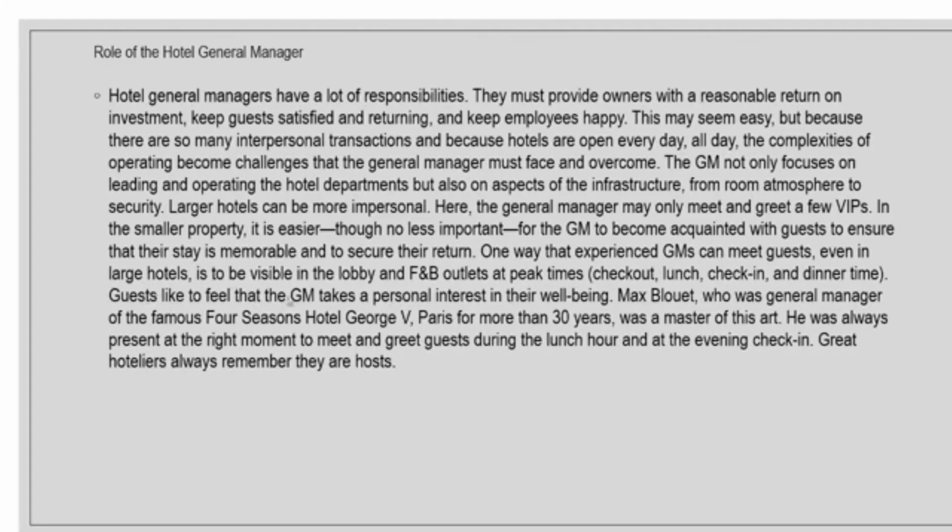Guests like to feel that the GM takes personal interest in their well-being. So ito yung sinasabi ko kanina. So sometimes, yung guest parang nasisecure nila, ay okay pala, nandito pala yung general manager ng hotel, di ba? So parang feeling nila, they're on a standard of VIP of greetings, di ba? Of course, GM na yung nag-ano sa'yo eh. GM na yung nag-entertain sa'yo.